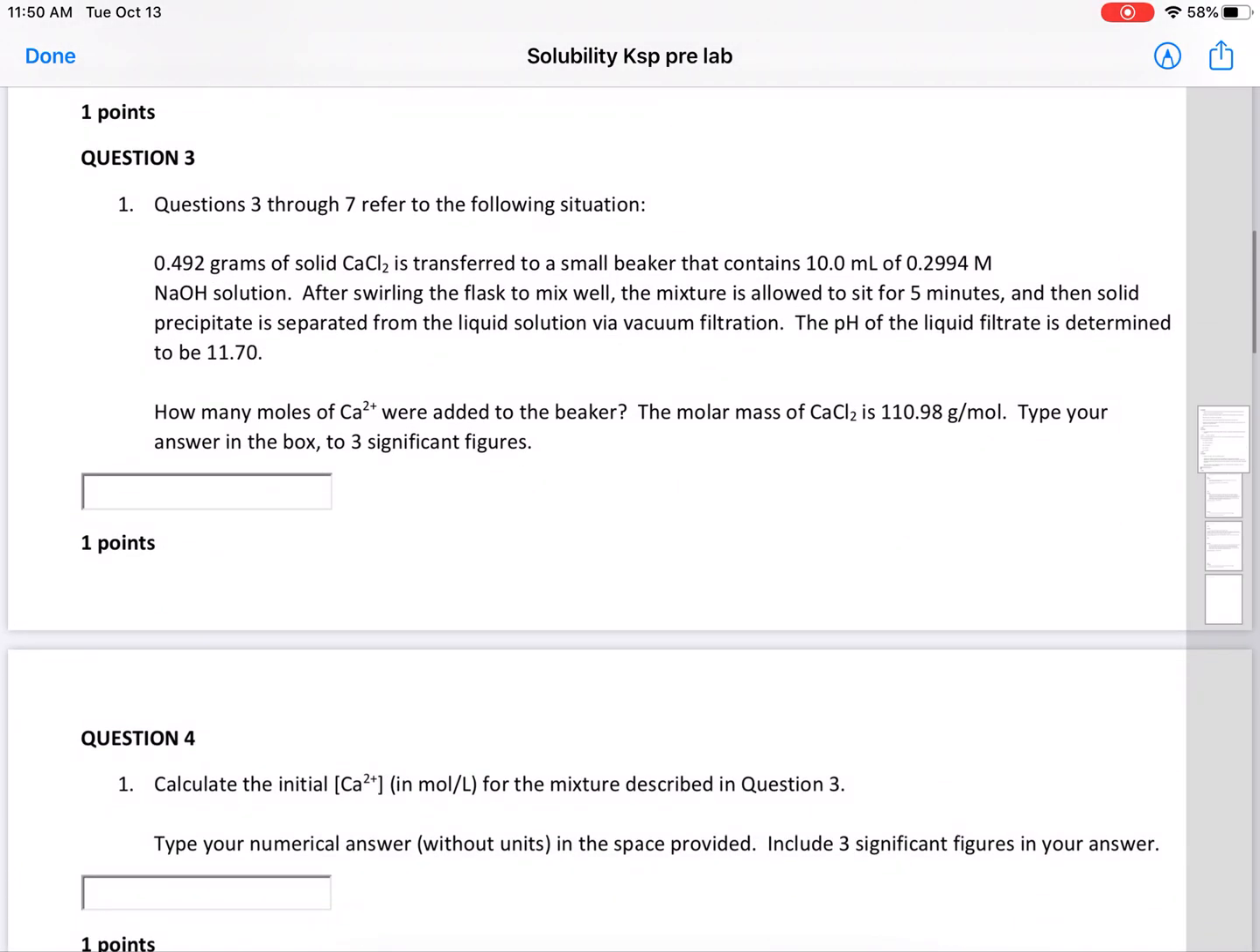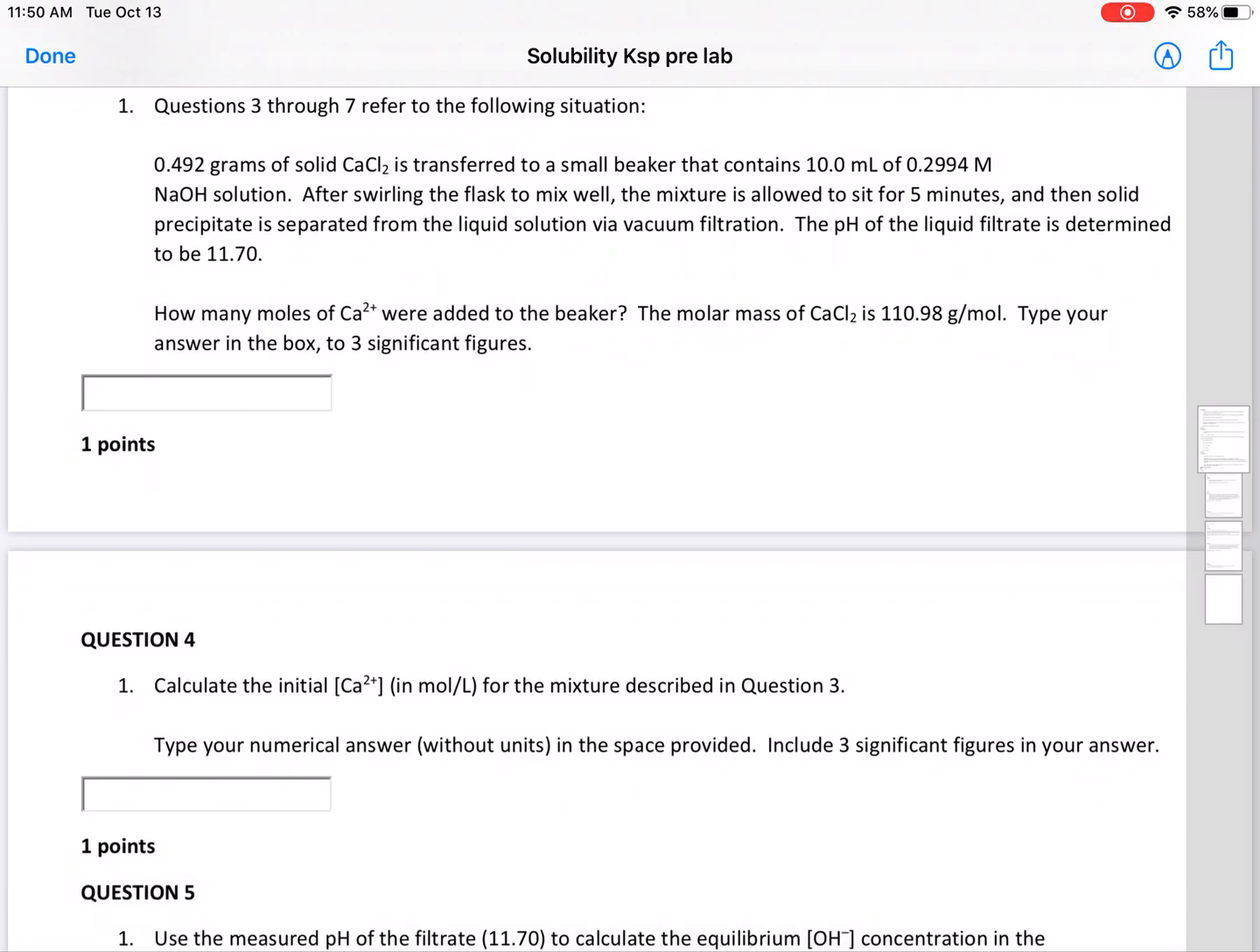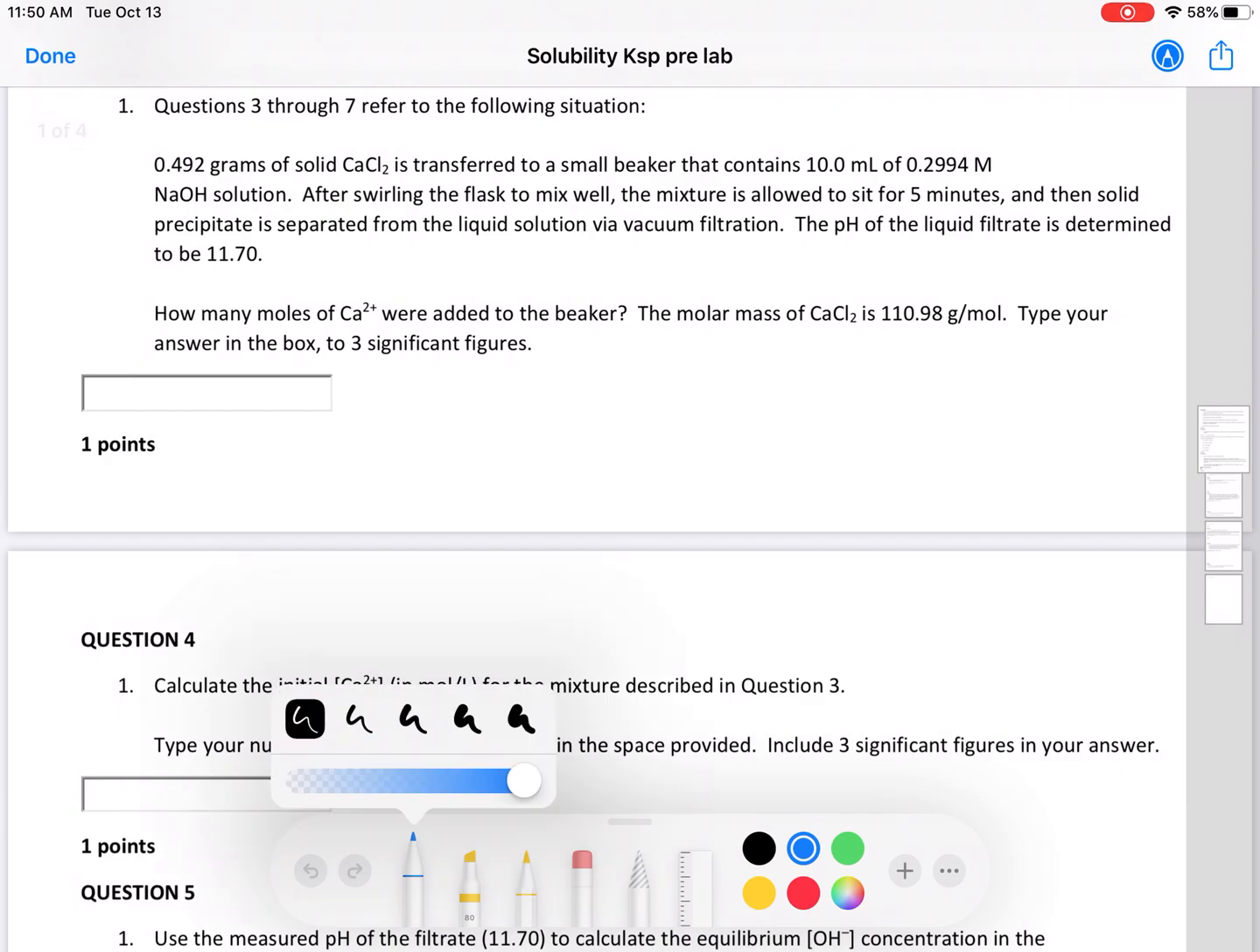Okay, let's look at question 3. Question 3 through 7 refer to the following situation. 0.492 grams of solid calcium chloride is transferred to a small beaker that contains 10 milliliters of 0.2994 molar sodium hydroxide solution. So what is it saying?